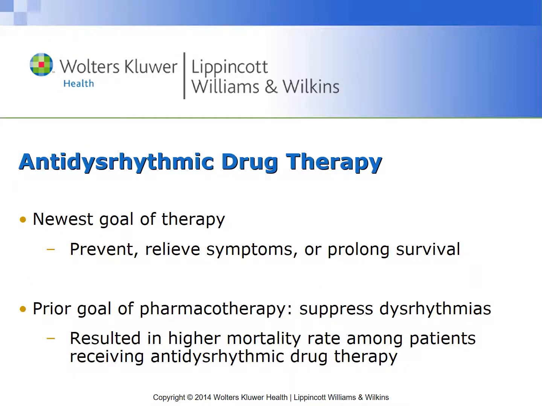So for the antidysrhythmic drugs, the newest goal of therapy is to prevent, relieve symptoms, or prolong survival. The primary goal used to be to suppress it, but that sometimes resulted in a higher mortality rate. So we want to prevent it if we can, relieve symptoms, and prolong survival.